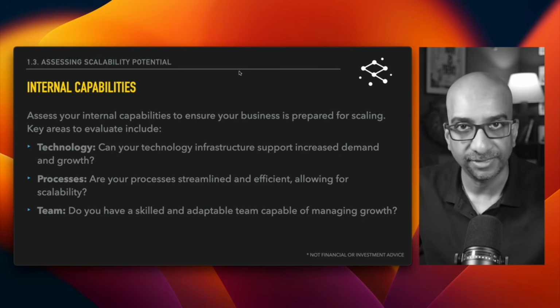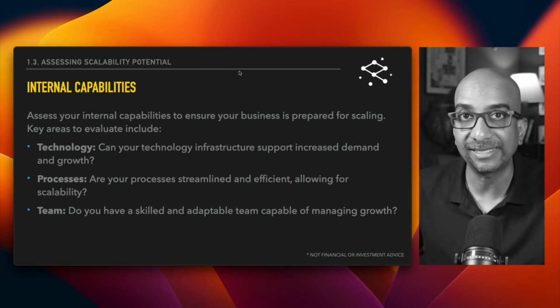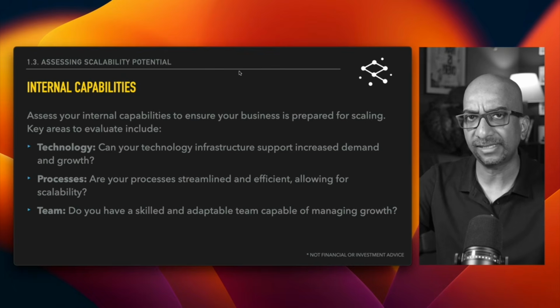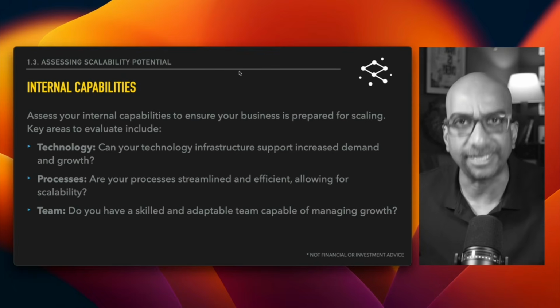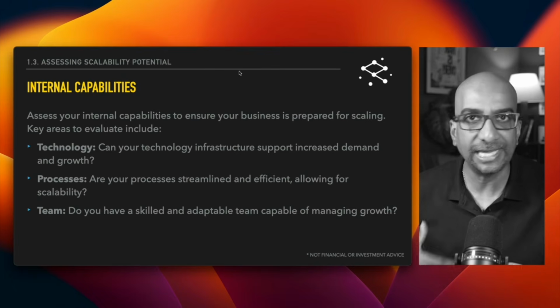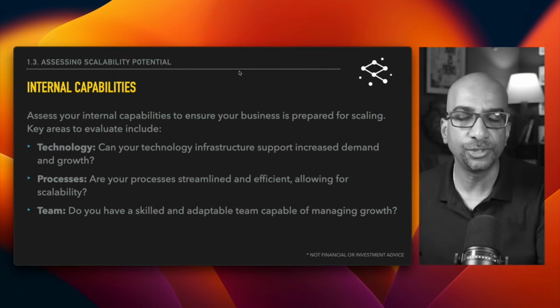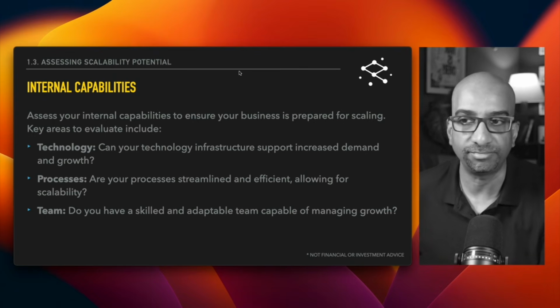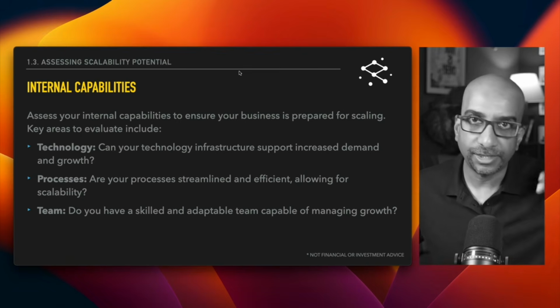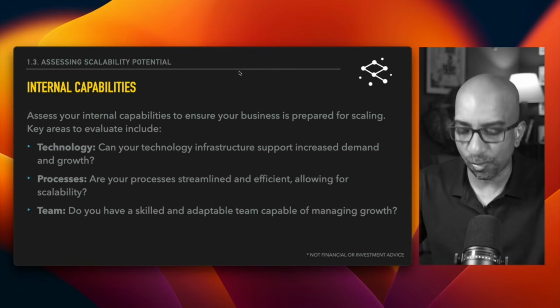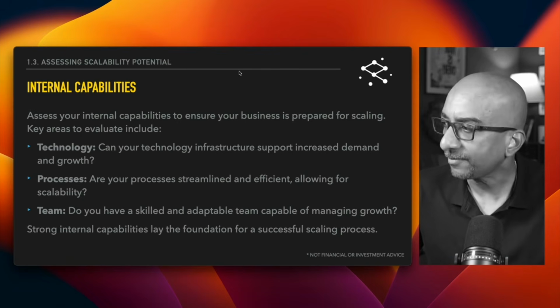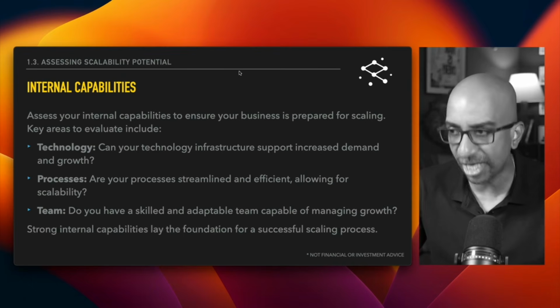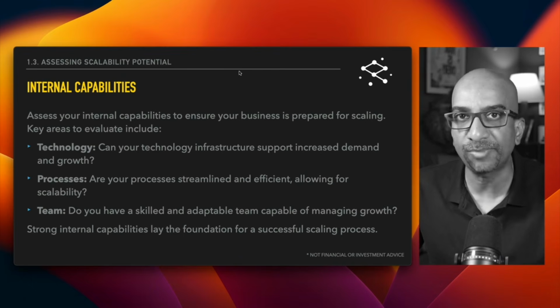Team, of course. Need I say more about a team that is adept? And I'm not talking just about business success. Here, this course is about scaling. So keep that in mind. I know it's very easy for the brain to start switching to just about business success, all that. But keep scaling as top of mind while you're listening to me, okay? Strong internal capabilities lay the foundation for a successful scaling process.